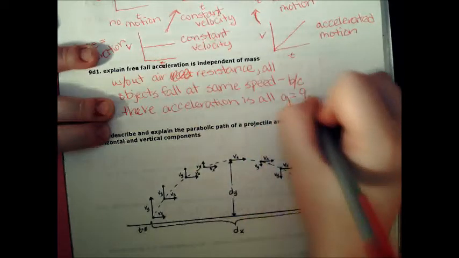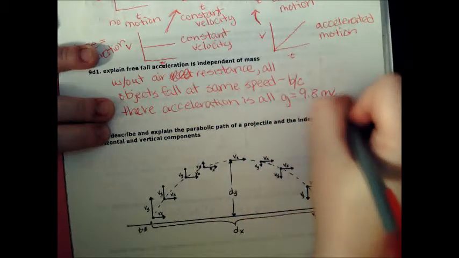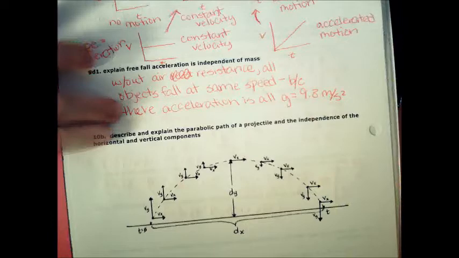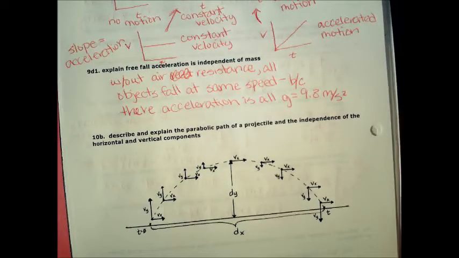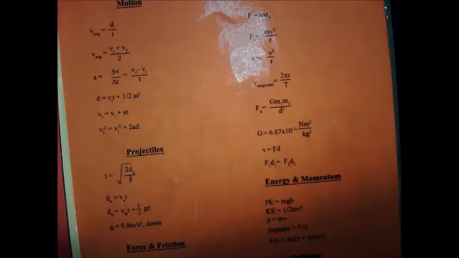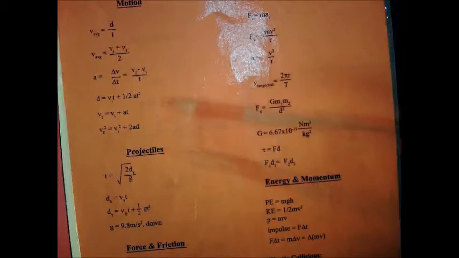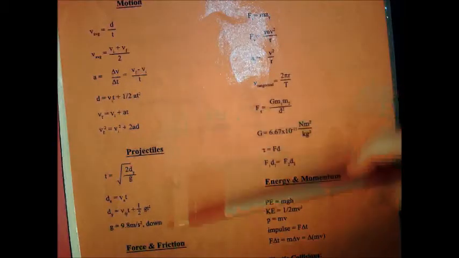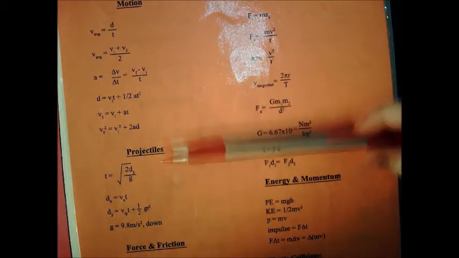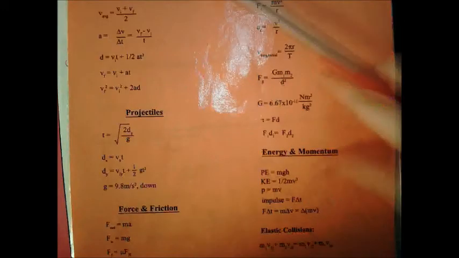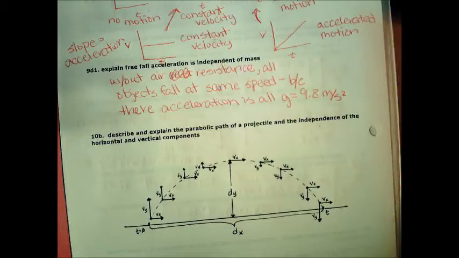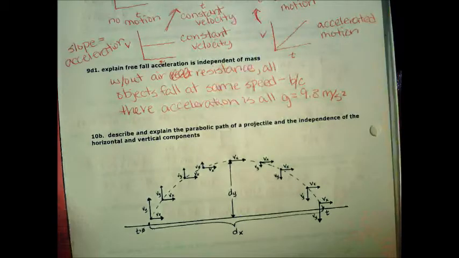g equals 9.8 meters per second squared. Let's say you didn't remember that and you were asked, does mass affect acceleration in free fall? Well, let's look back at our handy dandy formula sheet. When we're dealing with velocity and acceleration in these units, mass is not anywhere in here. We didn't start having to include mass until we moved to forces. So, free fall acceleration does not depend on mass.